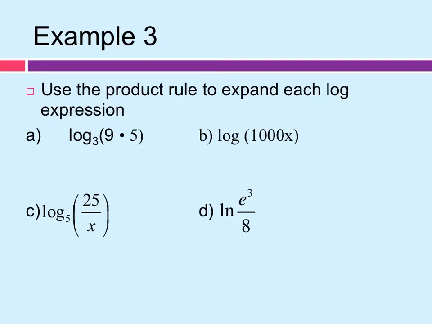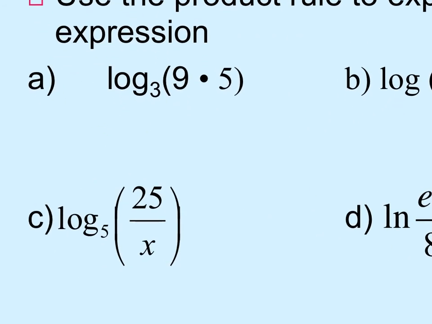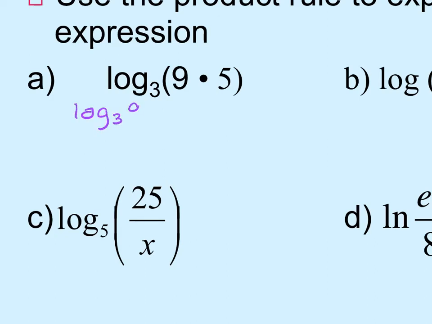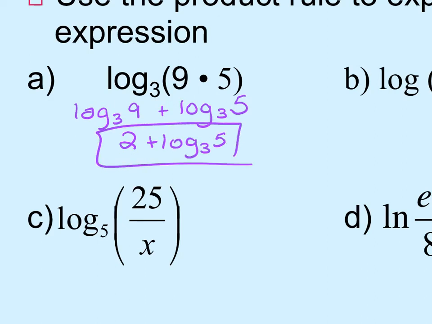All right, so now we're just expanding and condensing, a little bit easier. There's no substitution here. It says use the product rule to expand each log expression. A says log base 3 of 9 times 5. So it starts as a product, which means when we split it, what happens? We add log base 3 of 9 plus log base 3 of 5. Can any of that be simplified? Is there a power I can raise 3 to get it to be 9? Yes, that becomes 2. Is there a power I could raise 3 to become 5? No, that stays the way it is. So unless it says use change of base to go further with this, I leave it the way it is.